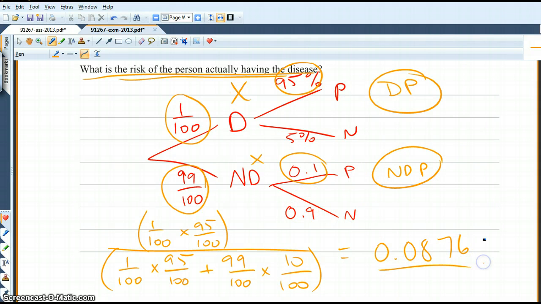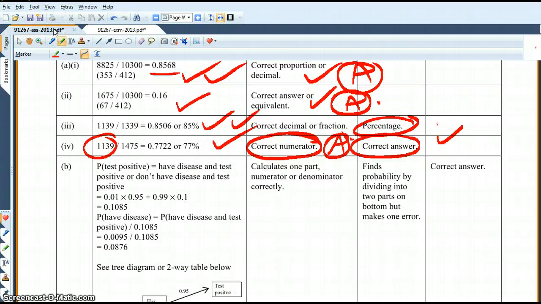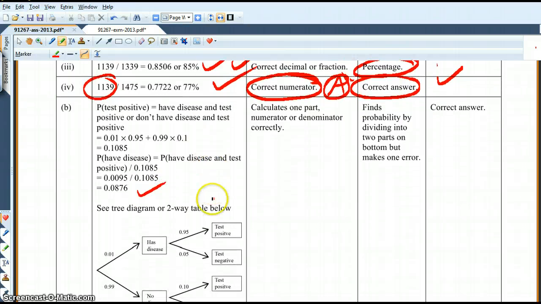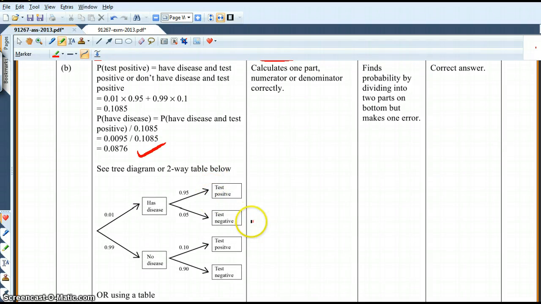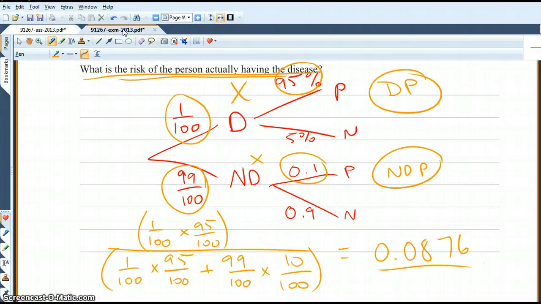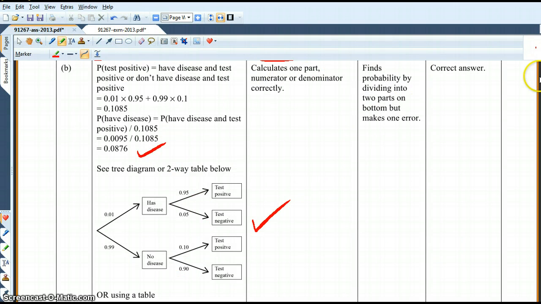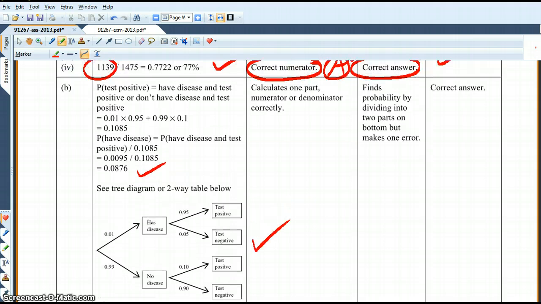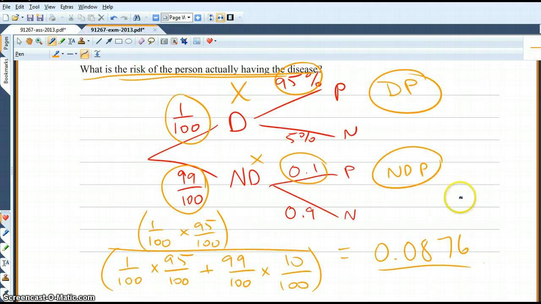Okay, so we're thinking, is that about right? So you get a positive test result, but you're actually less than 10% likely to have the disease. So let's have a look. That's looking nice. And we had a nice tree diagram, and we get the correct answer exactly. So that means we got excellence. Okay.